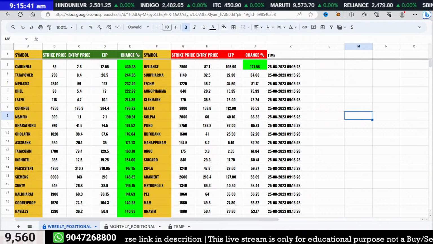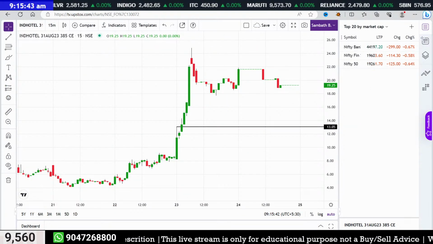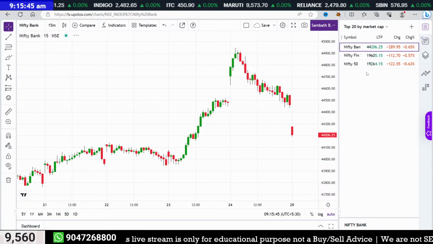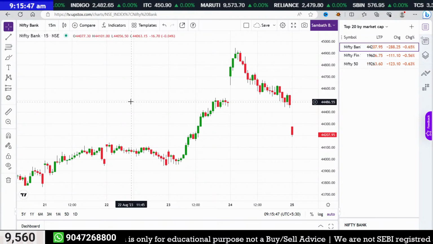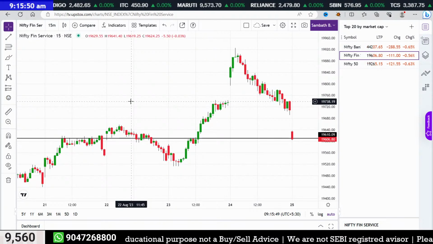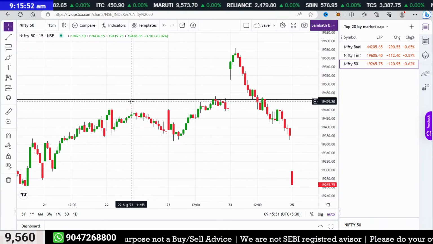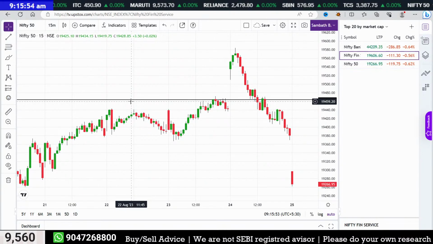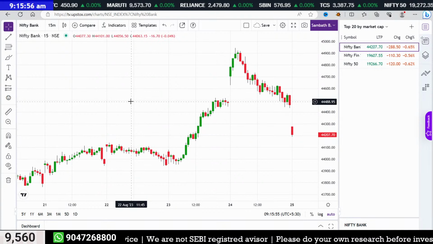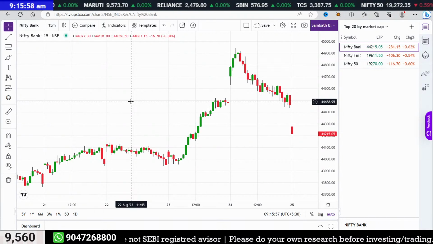At this moment Nifty is 120 points down, and Bank Nifty almost 290, 300 points down. It's a gap down, and Nifty is almost down. Finance Nifty is also gap down. So everything has opened gap down.